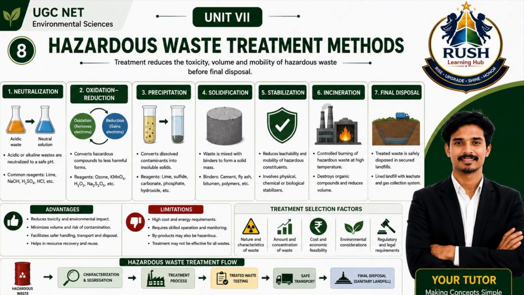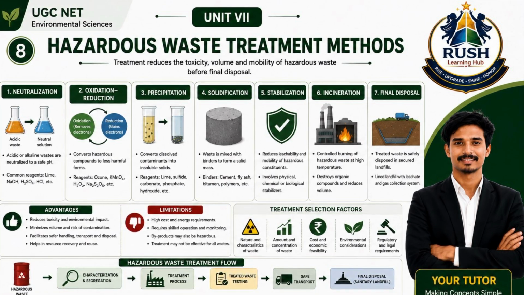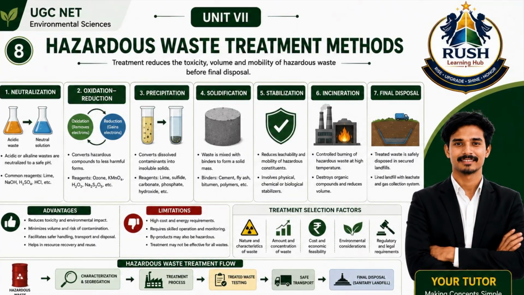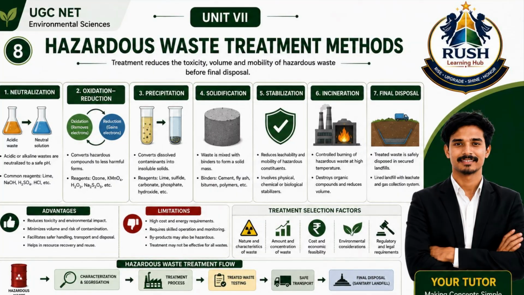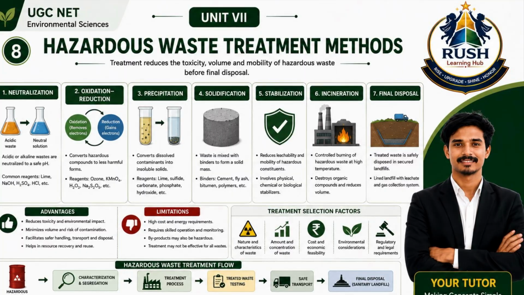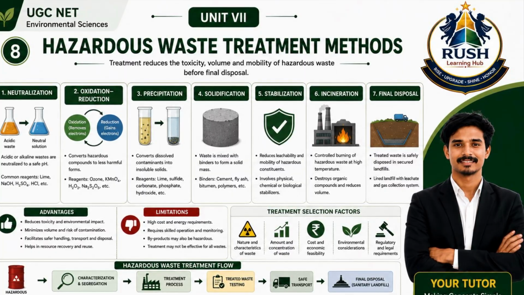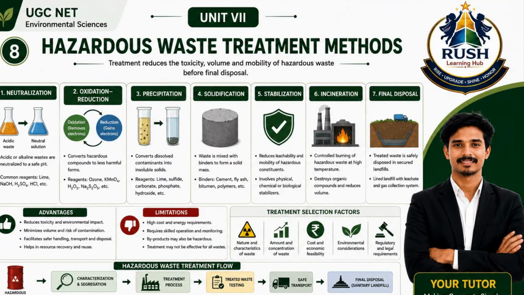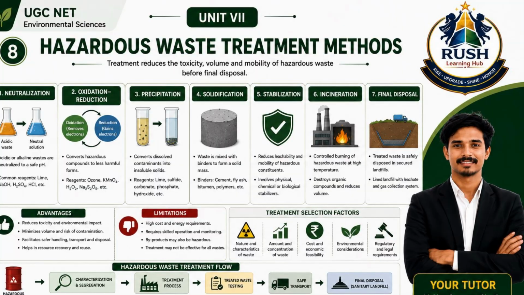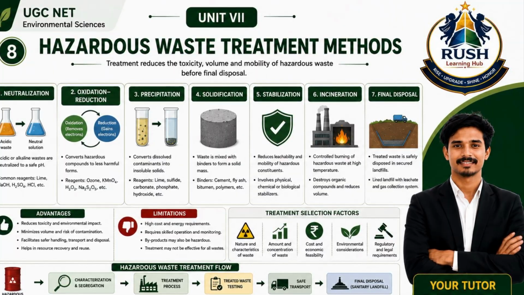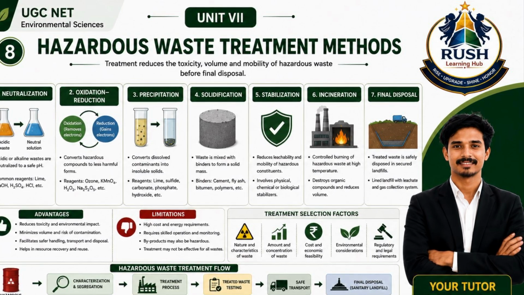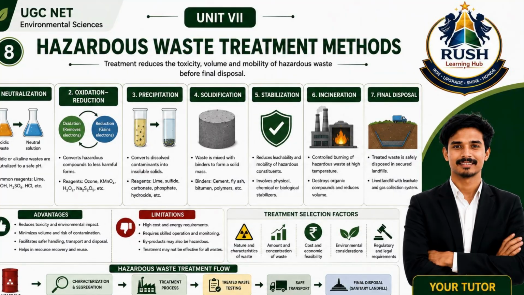The next treatment method is precipitation. Precipitation is mainly used to remove dissolved heavy metals from wastewater. In this process, chemicals such as lime, sodium hydroxide, or sodium sulfide are added to wastewater. These chemicals react with dissolved metals and convert them into insoluble solid particles called precipitates. The precipitated solids are then separated through sedimentation and filtration. This method is commonly used for removing lead, cadmium, chromium, copper, zinc, and nickel from industrial wastewater.